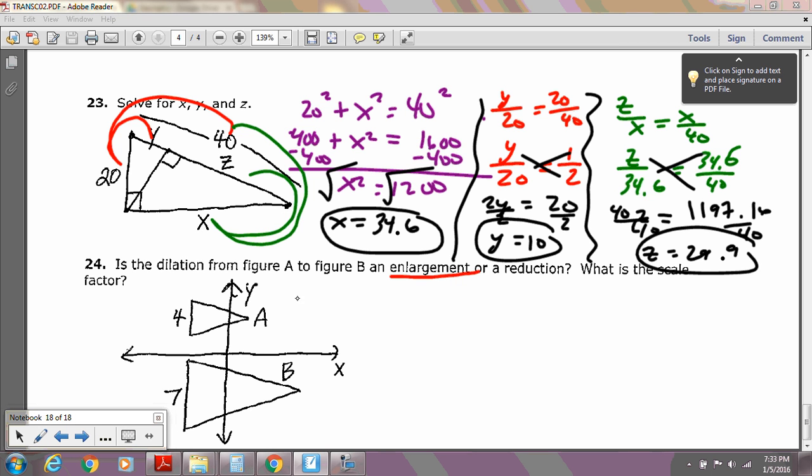Now we need to know by what factor. So to find the scale factor, you're going to put new over old. The only side from the new we have is 7. From old we have is 4. So the scale factor will be 7/4.